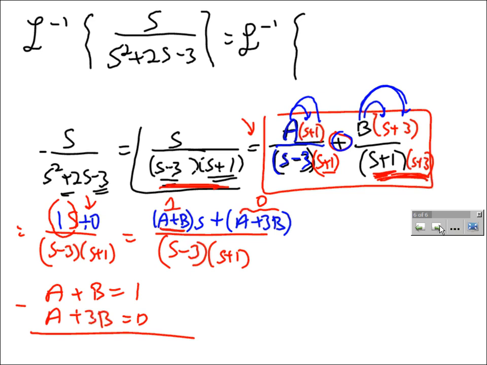Now when I subtract, the a's are going to cancel. But I hate getting a negative number of b's. Since the bottom has 3 b's and the top has 1 b, I'll do the bottom minus the top. A take away a by design cancel. 3b take away 1b is 2b. 0 take away 1 is negative 1. So b is negative a half.